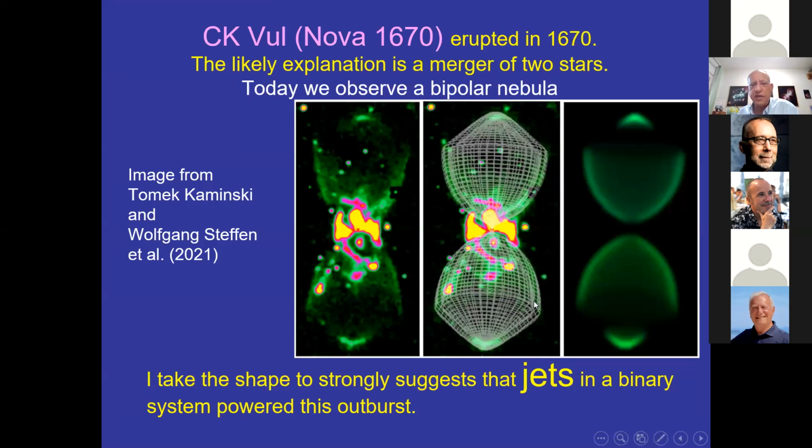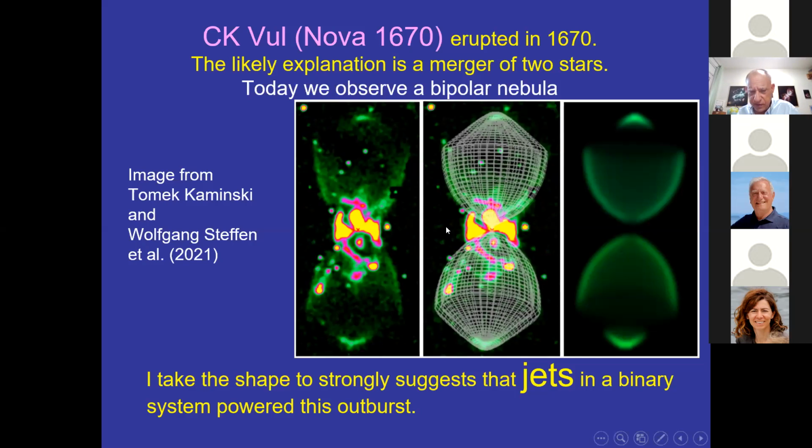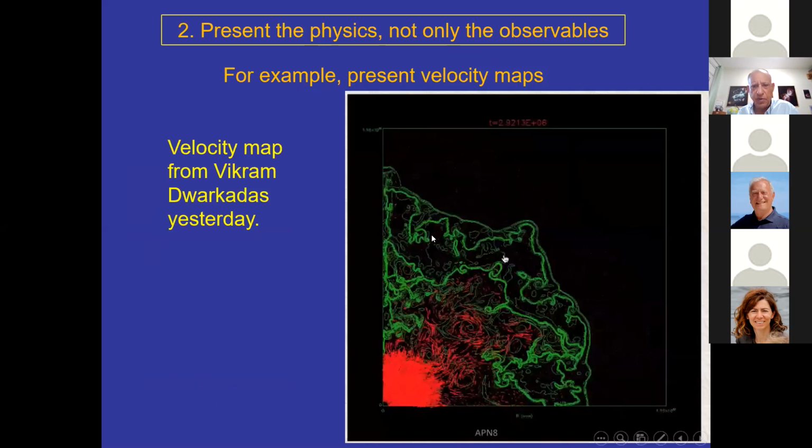This is another type of object. This is what's called red novae, or we call them ILOTs. But again, you see the bipolar shape, and here are the credits. Tomek has several papers on this erupting star from 1670, classified as a nova, probably a merger of two stars or mass transfer at a high rate. And this shape also tells me these are jets, but we don't classify it as a planetary nebula.